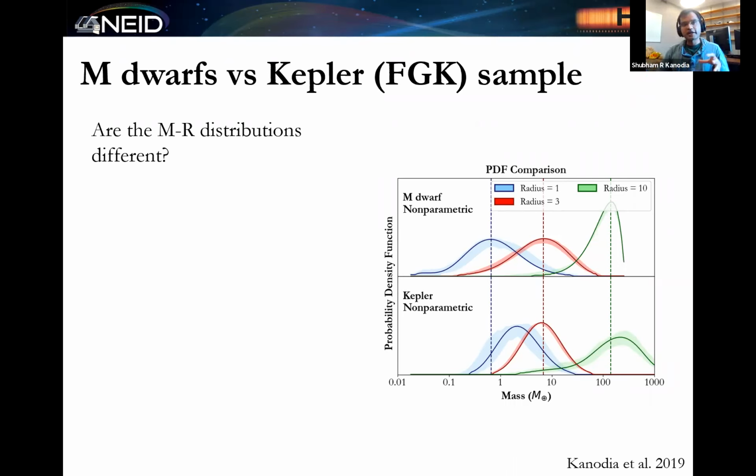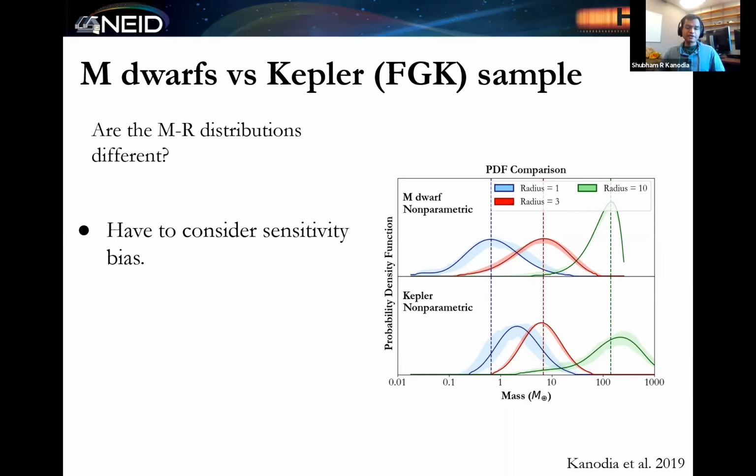And the plot on the right is basically showing the posteriors for the predicted masses for a bunch of different radii. So for example, the one on the top is showing the posteriors for the M dwarf sample, and the one on the bottom is showing the posteriors for the Kepler sample. And there is tentative evidence which suggests that the mass-radius distributions are different between the two, on the basis of what this plot shows.